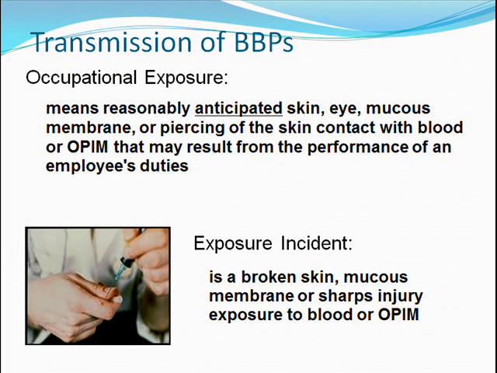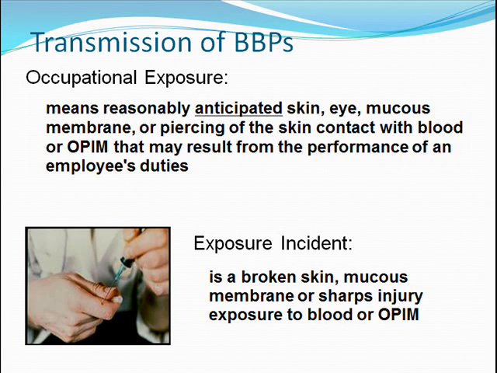Transmission of BBPs. Occupational exposure means reasonably anticipated skin, eye, mucous membrane, or piercing of the skin contact with blood or other potentially infectious material that may result from the performance of the employee's duties. Exposure incidents are contacts through broken skin, mucous membrane, and sharp injuries, with exposure to blood or other potentially infectious material.